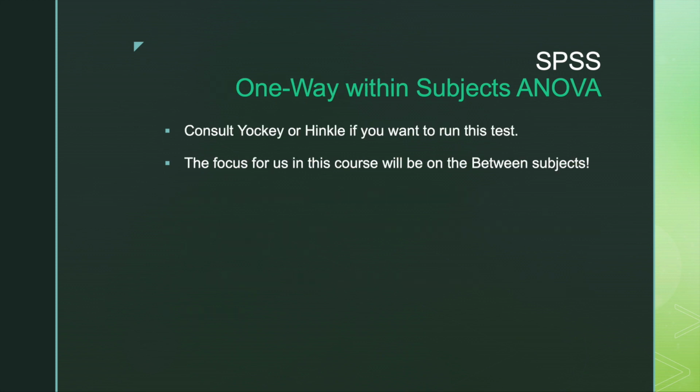For the one-way within subjects ANOVA, I'm just going to suggest that you consult either the Yaki book or the Hinkle book, because we're not really focusing on this style of ANOVA in this class anyway. I think it's silly to go over this really complicated way of doing this ANOVA if we're most likely not going to do it. If it came about that you were doing your dissertation and you did have this one-way within subjects, you would just refer back to the books to learn how to do it. So I'm not going to go over it in this video or in this PowerPoint, because our main focus is going to be on the between subjects.